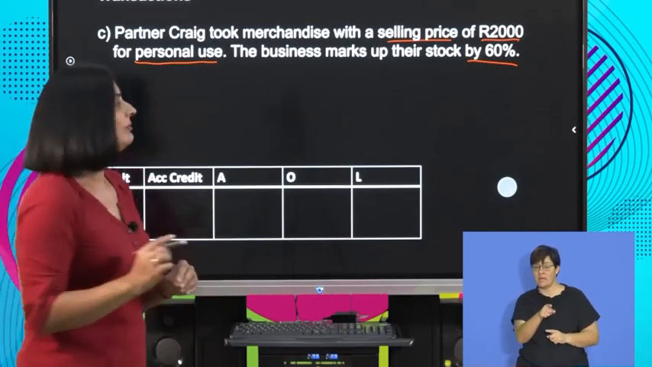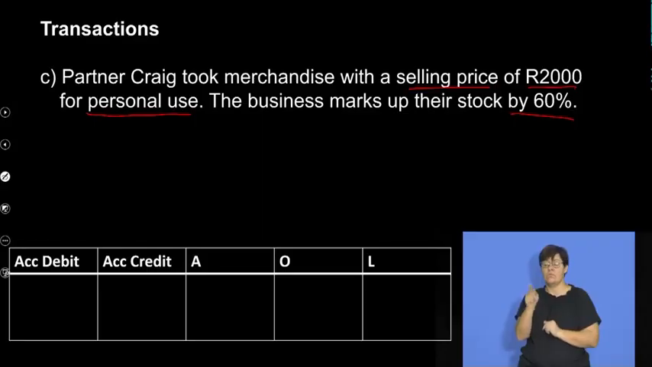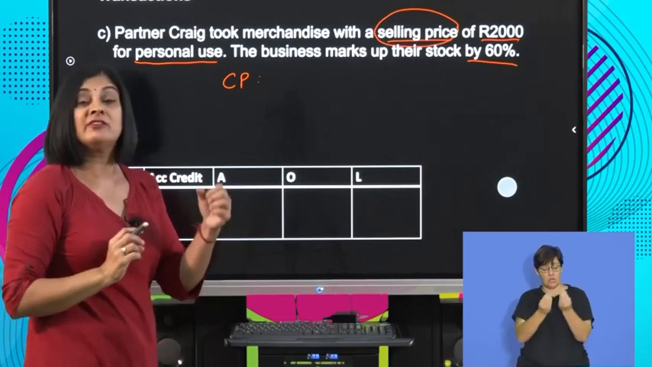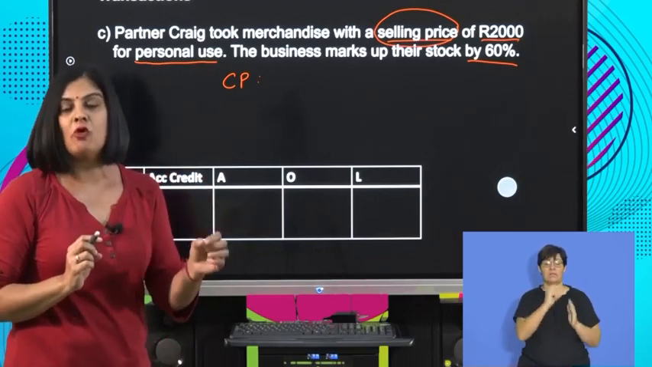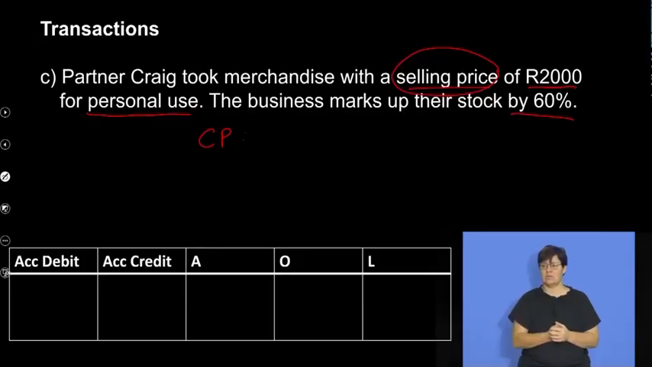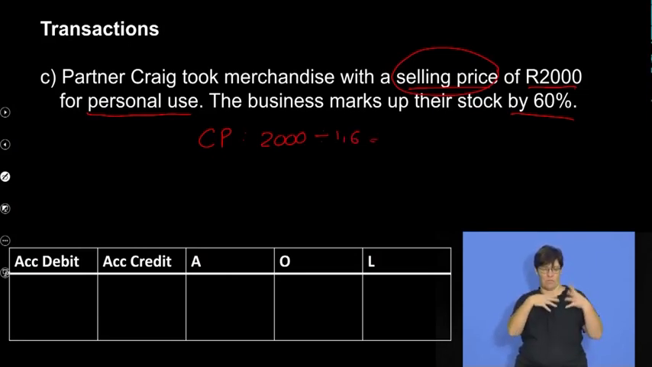However, please remember when you're recording this transaction, you are not using selling price, but instead you've got to calculate the cost price. Remember, when partners take stock, it is always recorded at cost. So not difficult for us to do that. We're going to take our selling price, 2,000 Rand, and in order to get the cost price, I'm simply going to divide by 1.6. I'm using obviously the formula. You guys know exactly what I'm talking about.